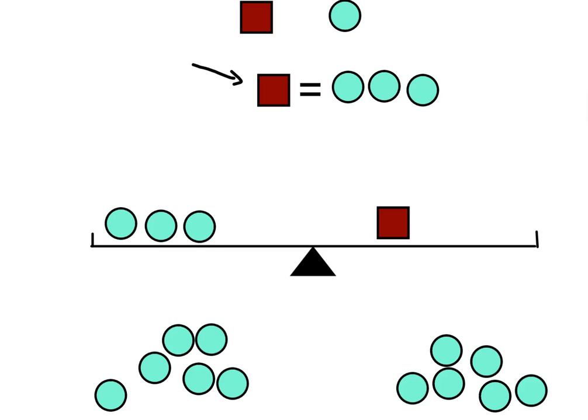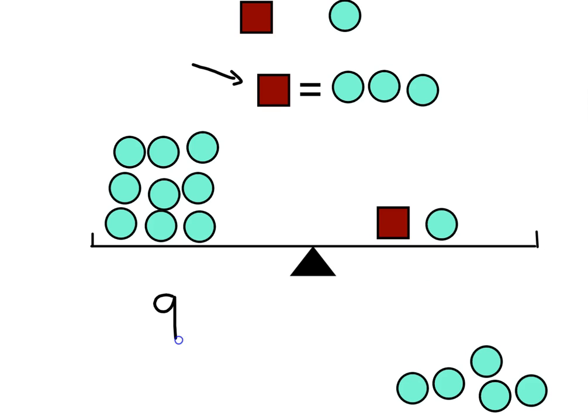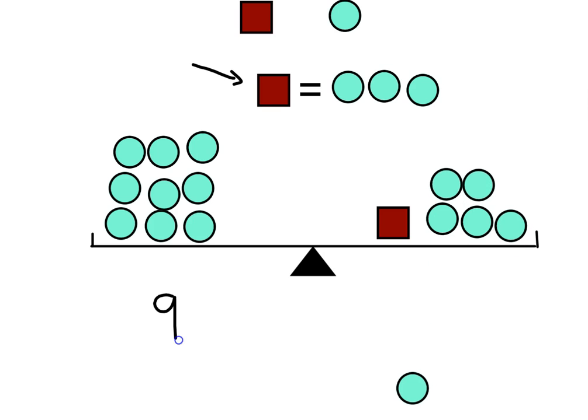Now if we were to go back and look at this problem from before I moved it, we have a total of 9 blue circles on the left side, and we had 6 blue circles on the right side. My question was, how much is one of these boxes? That is our unknown value. We represent unknowns with variables. I like to use x.